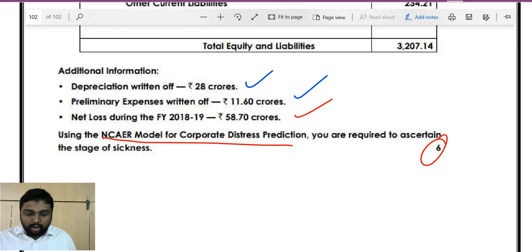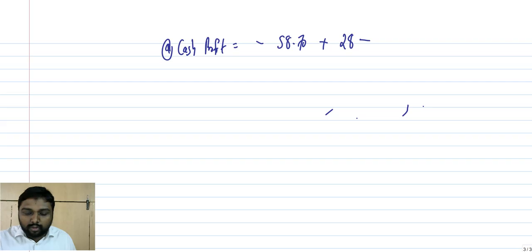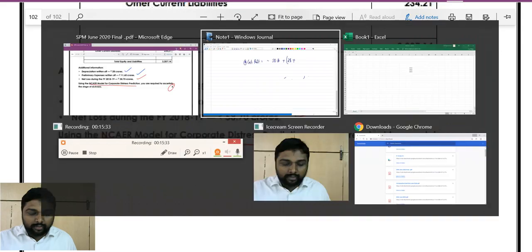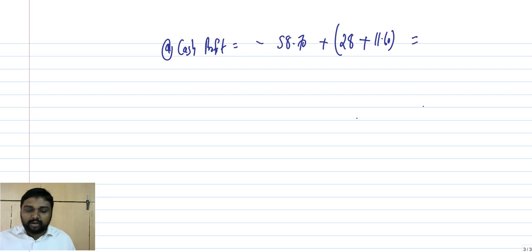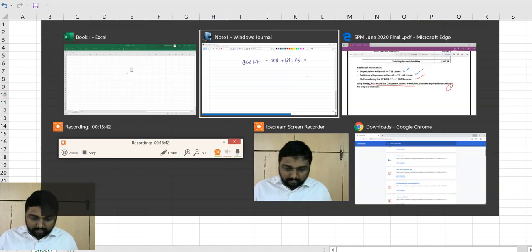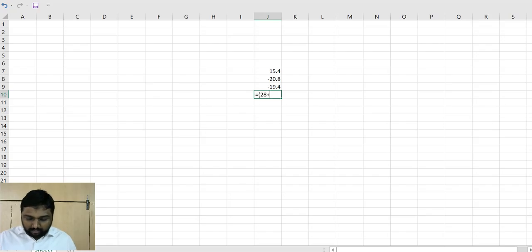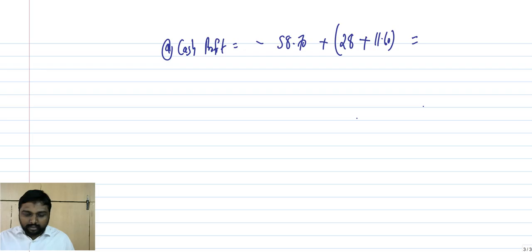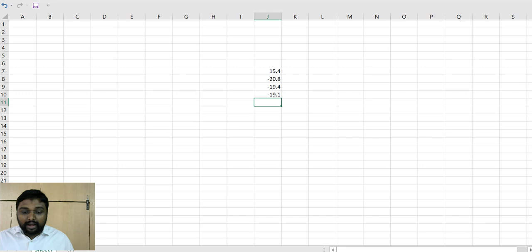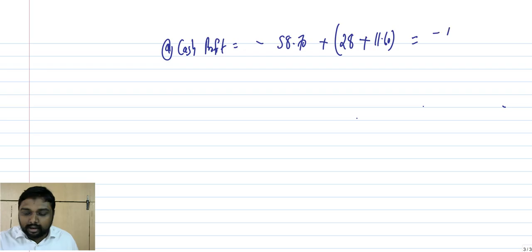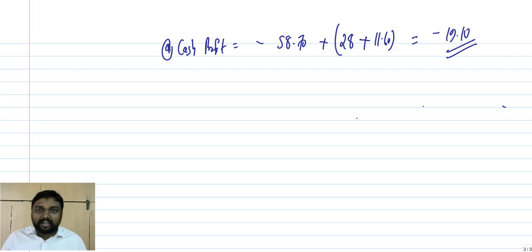Plus non-cash expenses, what are they? Depreciation 28, and one more item, preliminary expense 11.6. What will be the answer? 28 plus 11.6 minus 58.7 gives minus 19.1. So the first item is negative.